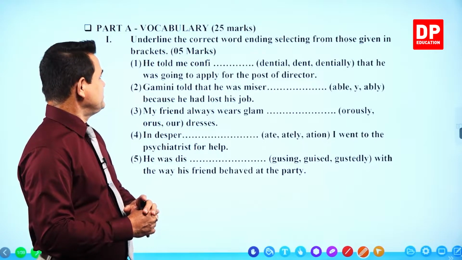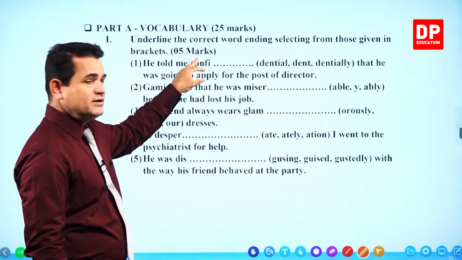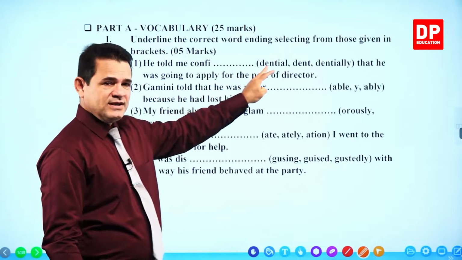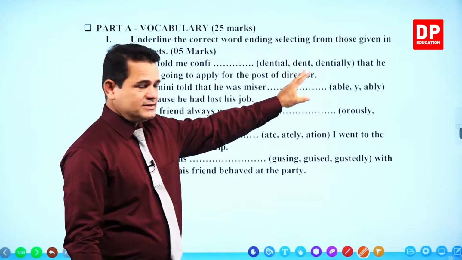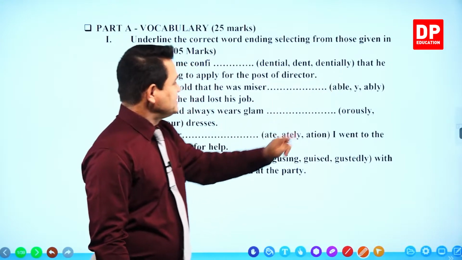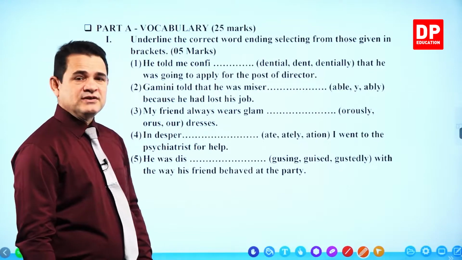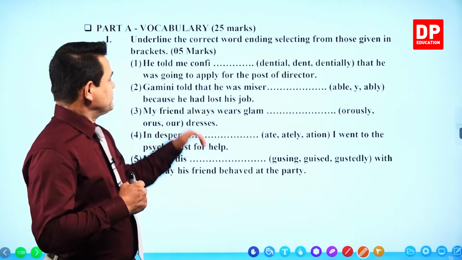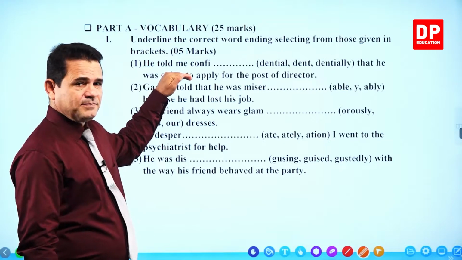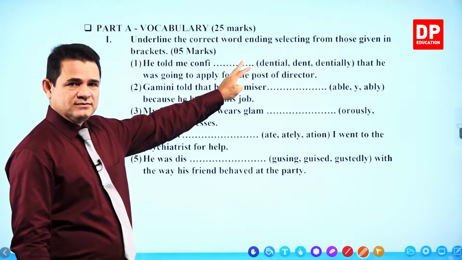Let's see the first one. He told me confidential, confident, confidentially that he was going to apply for the post of director. Right. He told me, ඔහු කිව්වා මට. ඒකට මෙතන එන්න ඕනි මොකද්ද?